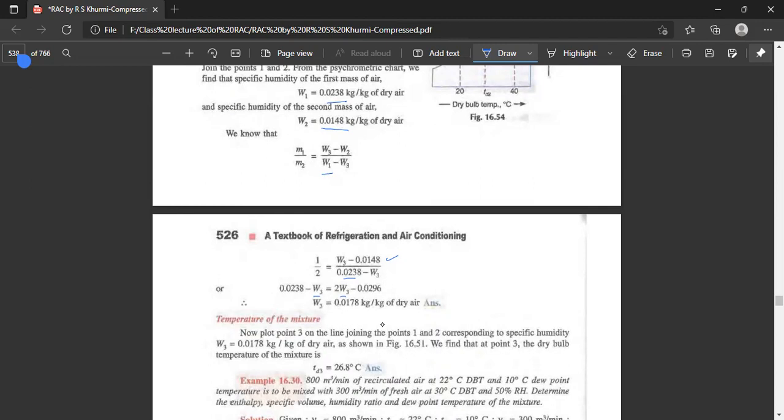Now plot point 3 on the line joining points 1 and 2, corresponding to the specific humidity W3. Now we find the dry bulb temperature of point 3. If we drop a vertical to the dry bulb temperature line, we get 26.8 degrees centigrade.